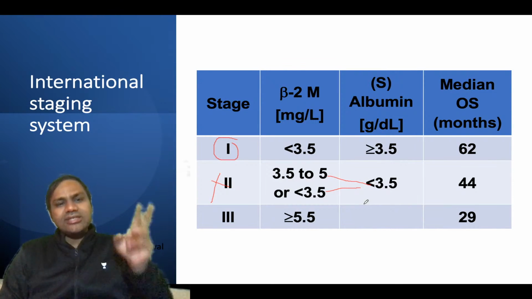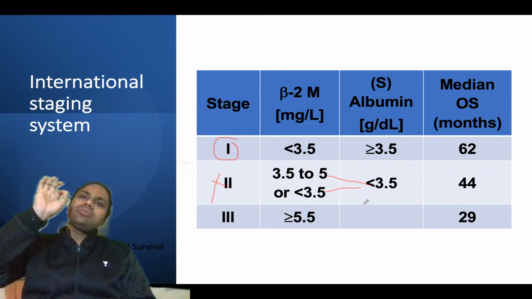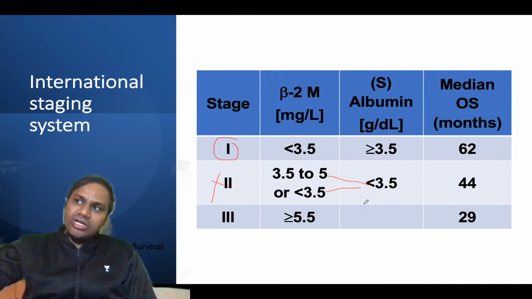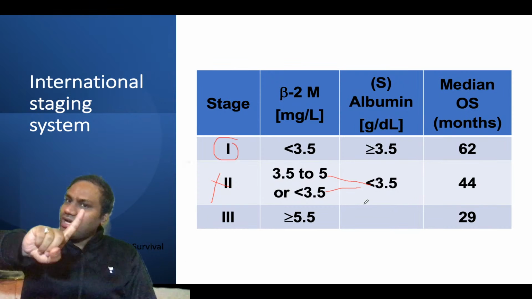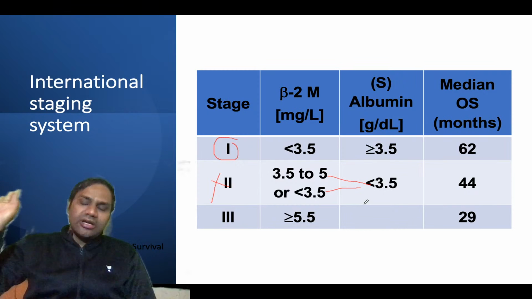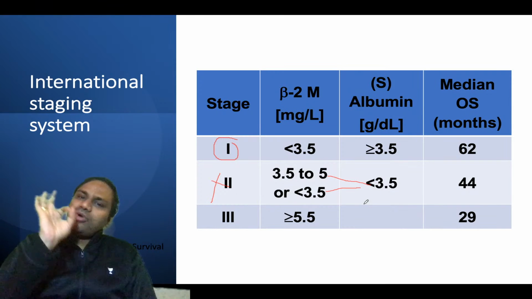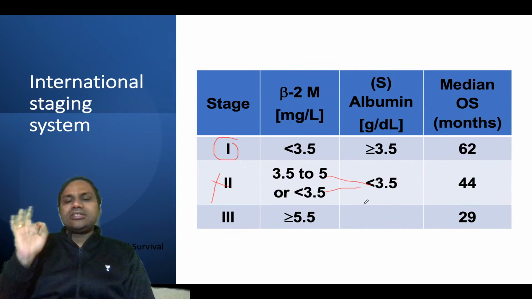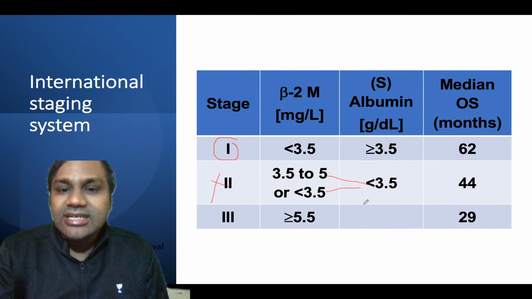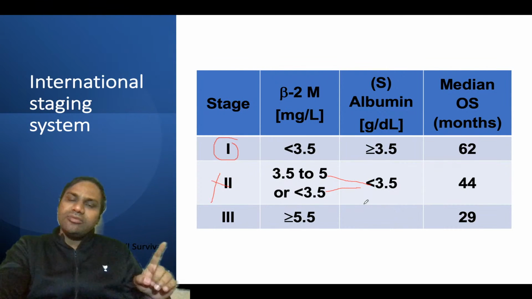So staging is associated with beta-2 microglobulin and serum albumin. Just remember that if beta-2 microglobulin is less than 3.5 and serum albumin is greater than 3.5, it is stage 1. If beta-2 microglobulin is less than 3.5 but serum albumin is also less than 3.5, then it is stage 2. And if beta-2 microglobulin is greater than 5.5, then you diagnose it as stage 3. So for staging, beta-2 microglobulin and serum albumin are important.